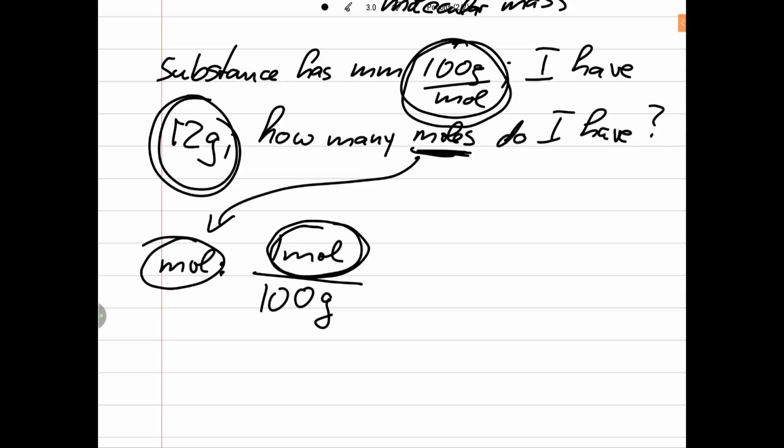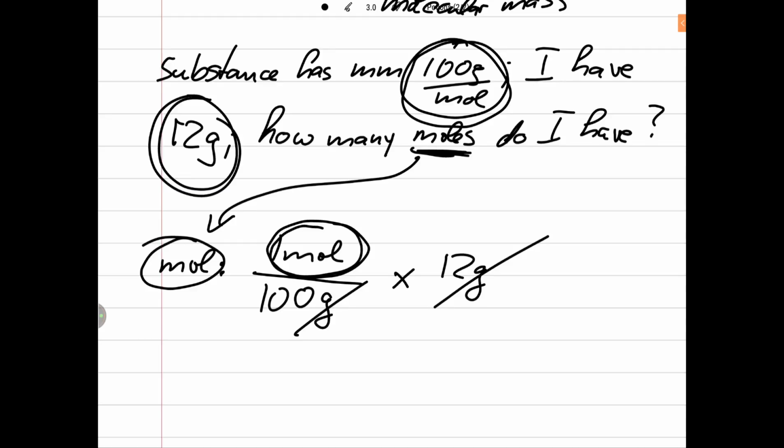Do we have something with gram in our other given in our question? What, you're nodding? What is it? 12 grams. 12 grams. So if I write this now as times 12 grams, what will happen to the grams, to the unit gram? They cancel out. Look at that. Wow, cool.